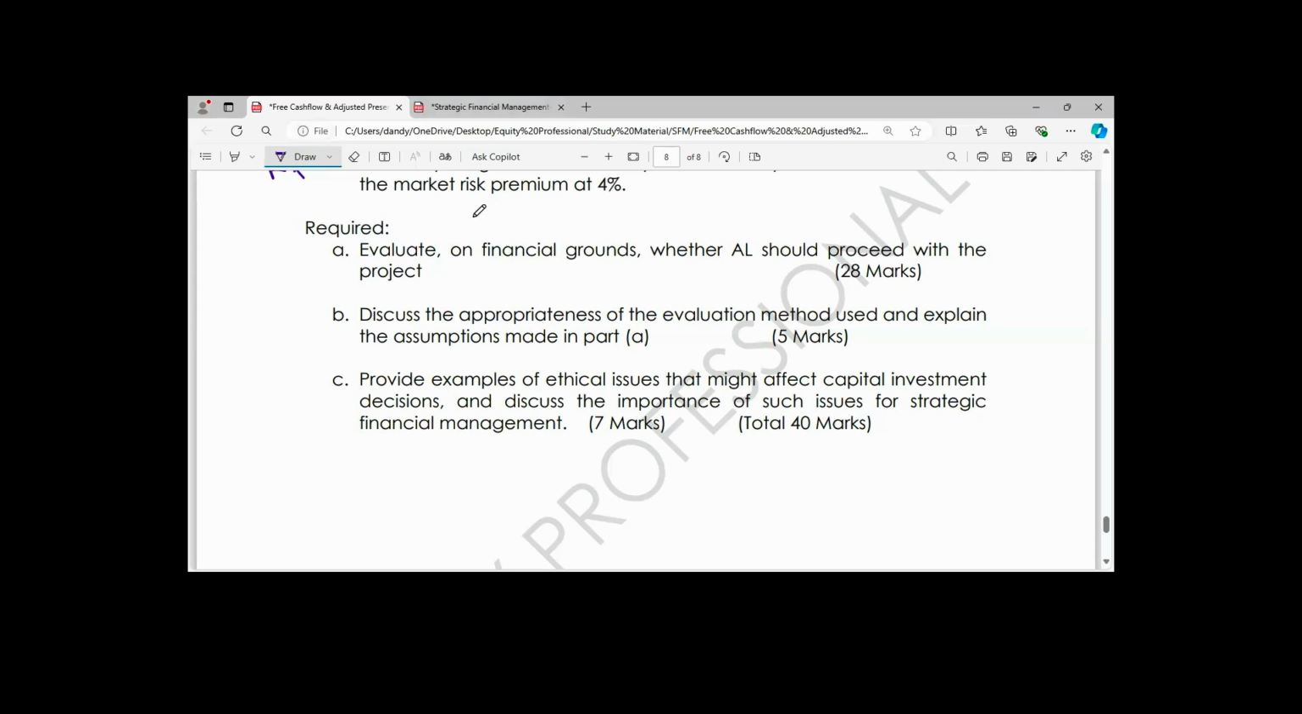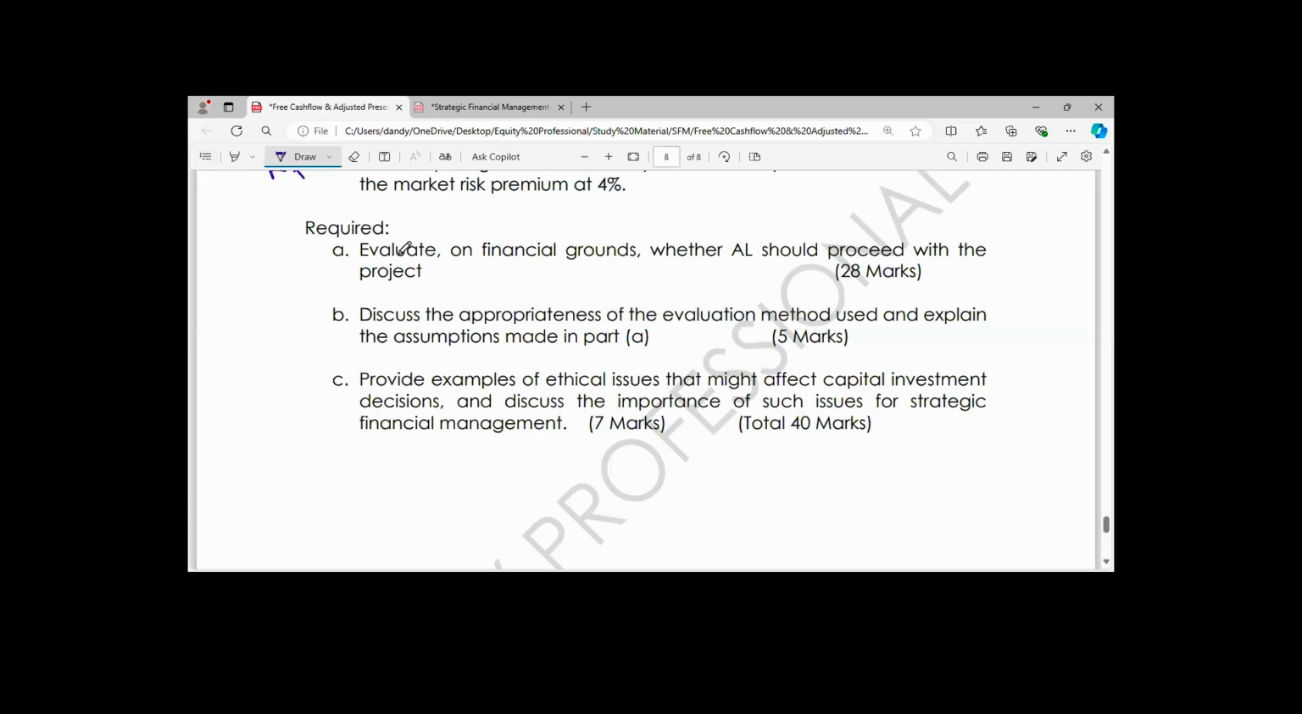Yes, that is the question. This question was tested in 2019, like I said, when ICAN changed the syllabus, whereby the compulsory question then was 40 marks. Then effective 2021, it was reverted to 30 marks for the compulsory question. That's what we still have up to today.